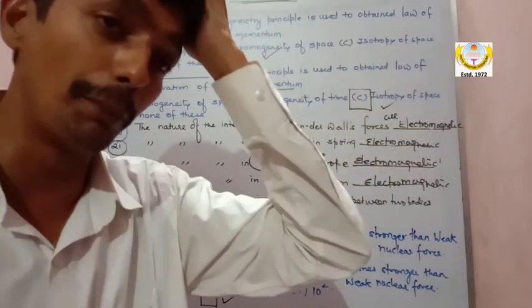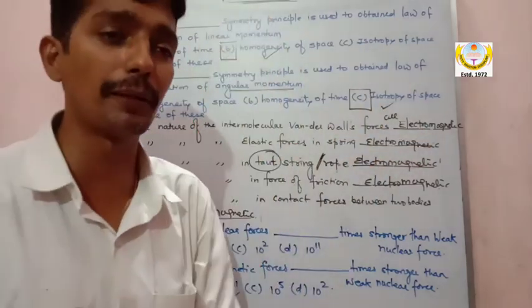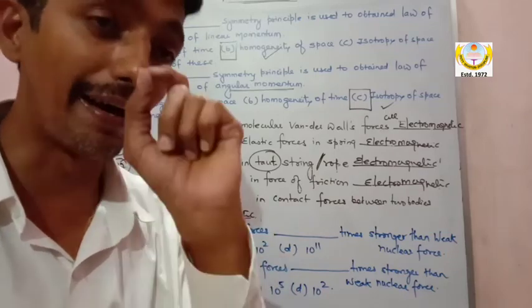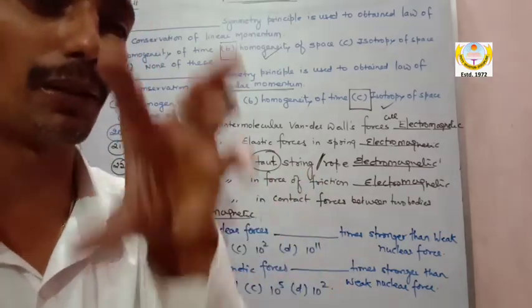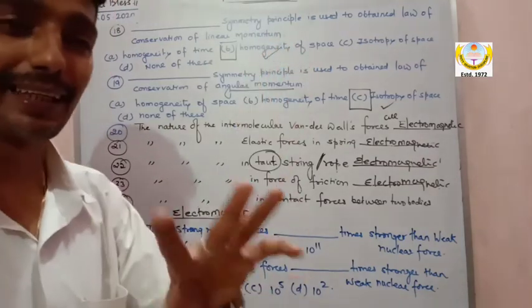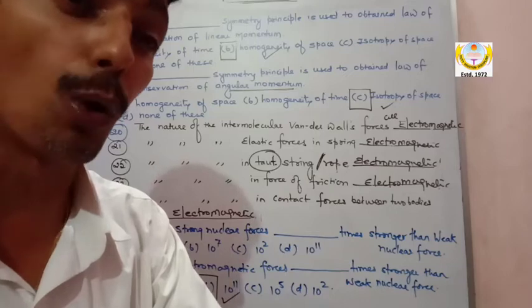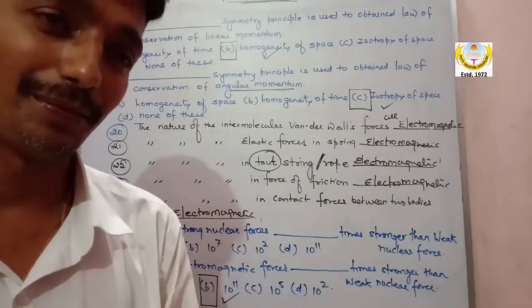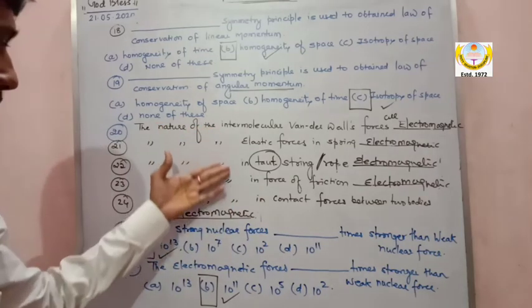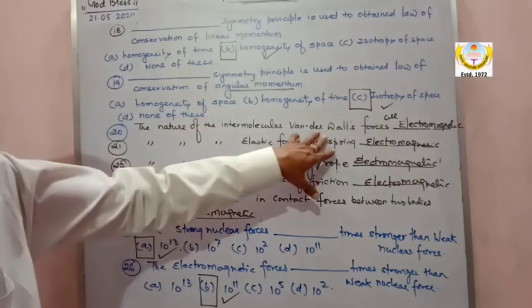From today, if anyone asks you what is isotropy of space, immediately say, sir, in space there is no preferred direction, that is isotropy of space. Sir, what is homogeneity of space? Sir, in space there is no preferred location. That's all, bache.